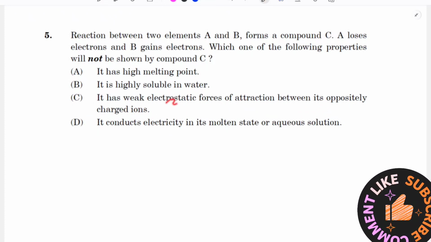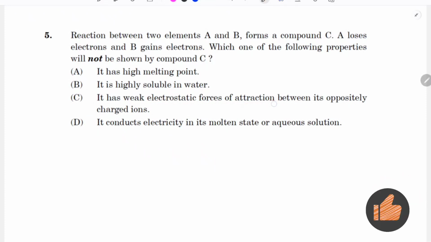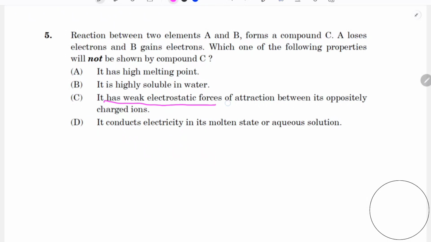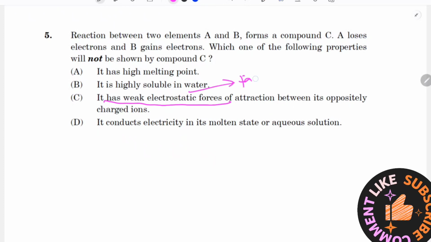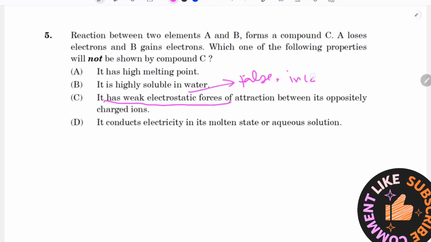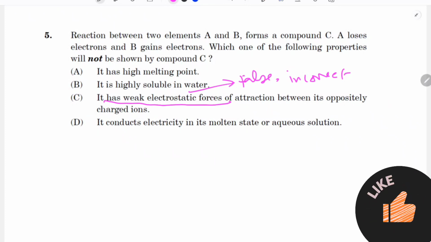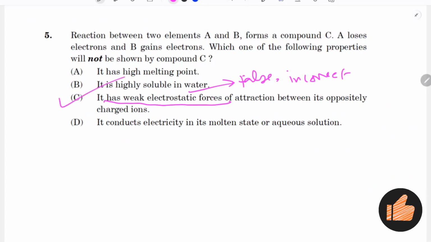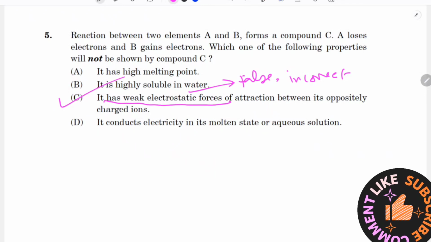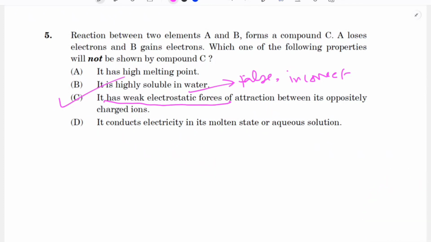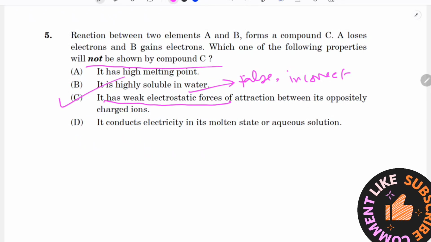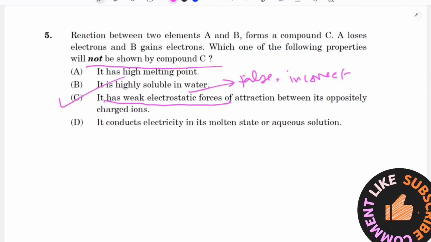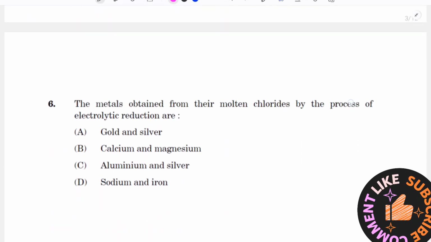So this is incorrect. Weak electrostatic forces between oppositely charged ions is incorrect. This is false. So the correct answer here is C, because in case of an ionic compound, it has strong electrostatic forces of attraction. So this property is not shown by the compound C as a result of the reaction of A and B. Now going to the next question.